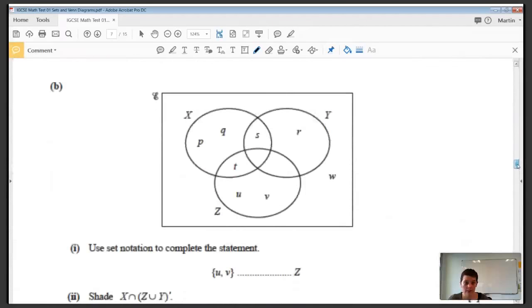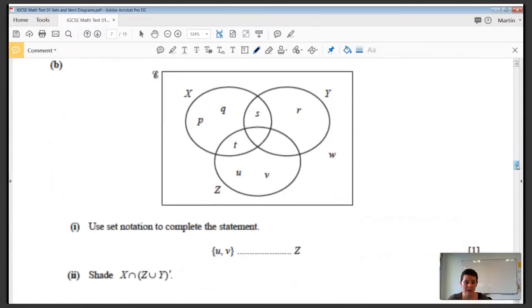Right. There's another part to this question, and now it's using letters instead. So they have given us a full Venn diagram here, and then we've got to work with it. Use set notation to complete the statement. They tell us it's U and V, and they've got us to relate it to Z. So where do we find U and V? They're hiding here. They're inside Z, but they're not inside X.